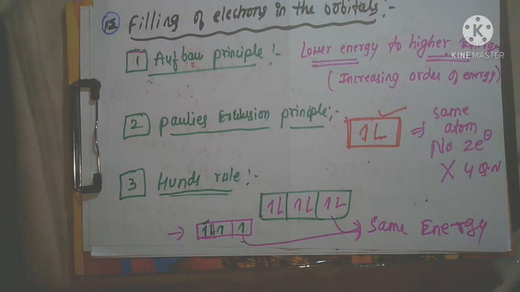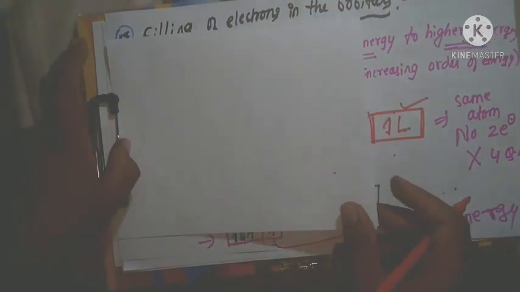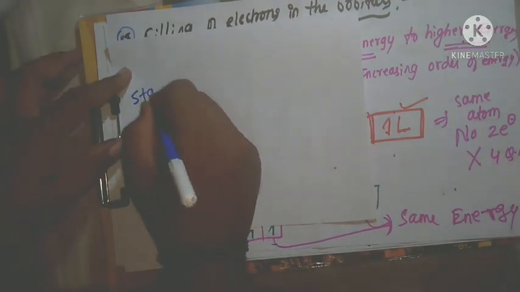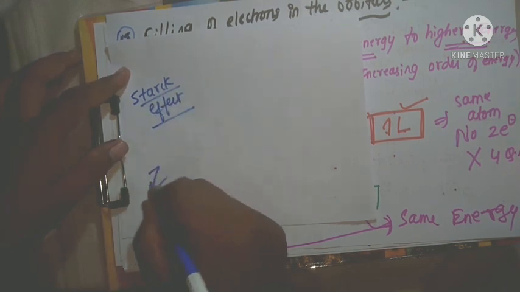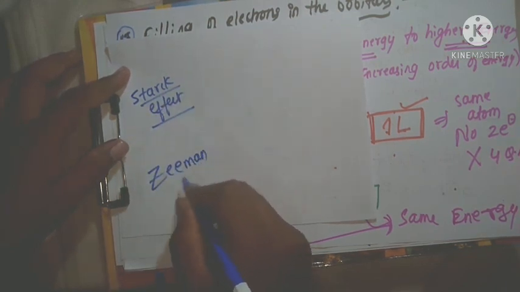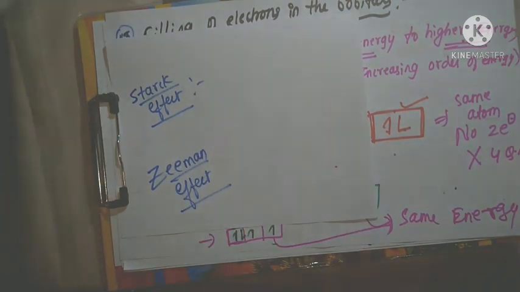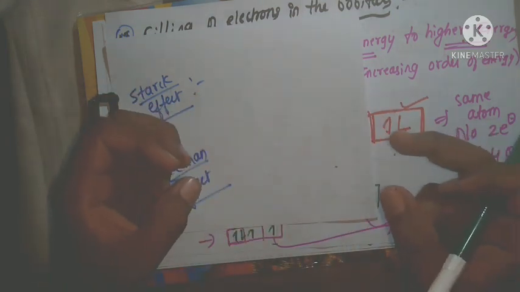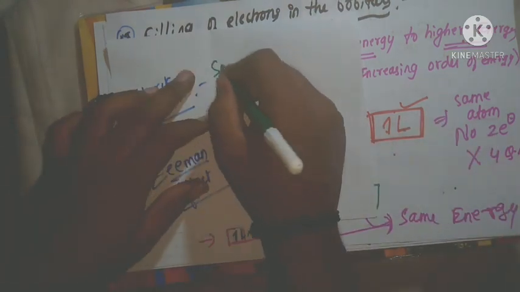Next, one more last point. Now, one more extra point I am telling. Stark effect, and another one is Zeeman effect. Stark effect means splitting of spectral lines. When you apply the electric field, the spectral lines go on splitting, right? That effect is called Stark effect. That is only I am writing.